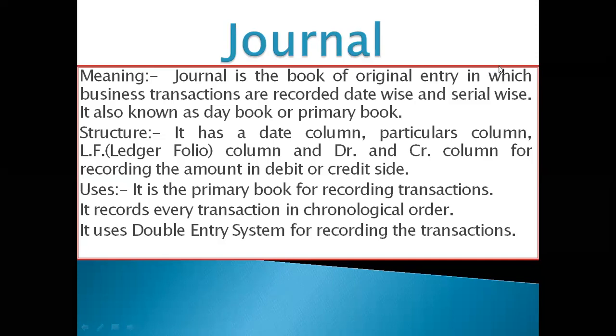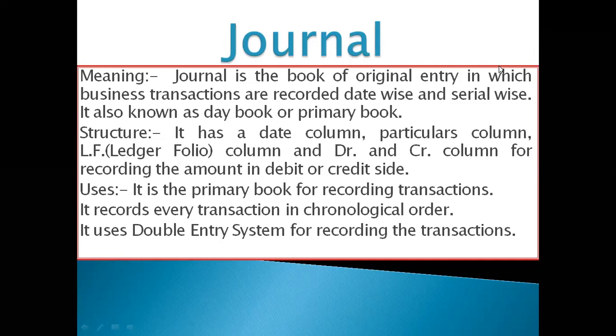Structure. It has a date column, particulars column, ledger folio column, and debit and credit columns for the recording of the transaction. The date column states that it is a column for recording the date on which the transaction has occurred. The particulars column shows the accounts which are involved and gives a narration for the transaction for the layman. Ledger folio records the page number on which the specified accounts are maintained in the ledger, while debit and credit columns are used for recording the amount on either the debit or credit side.